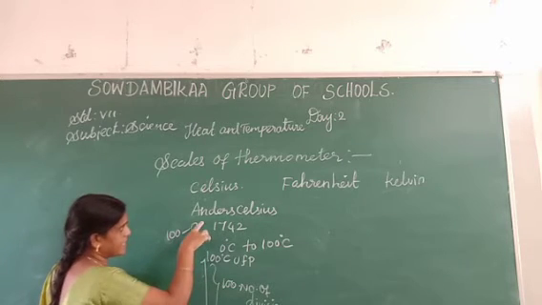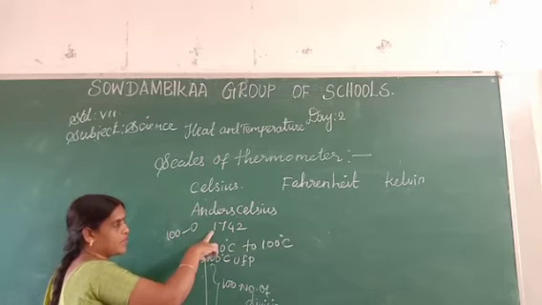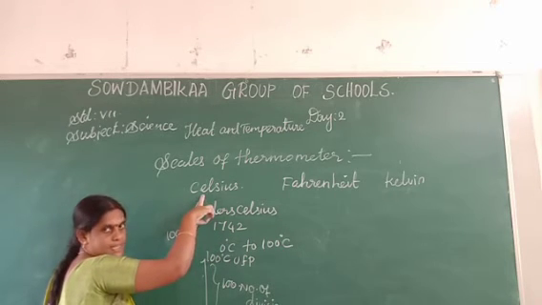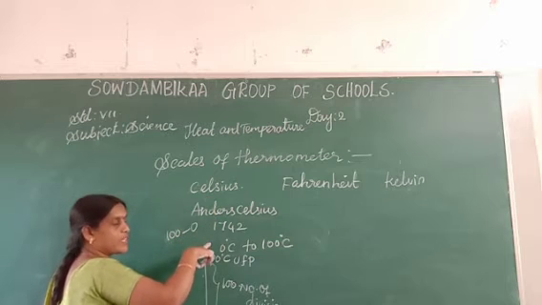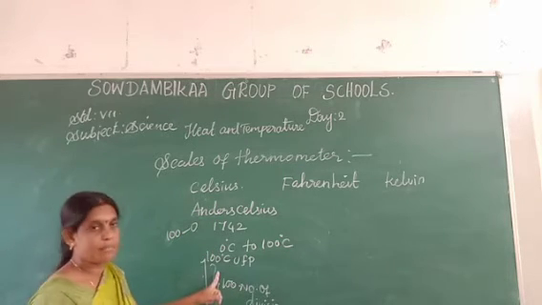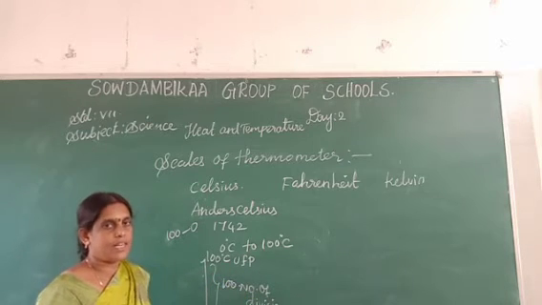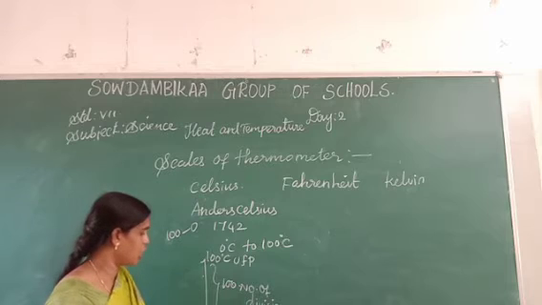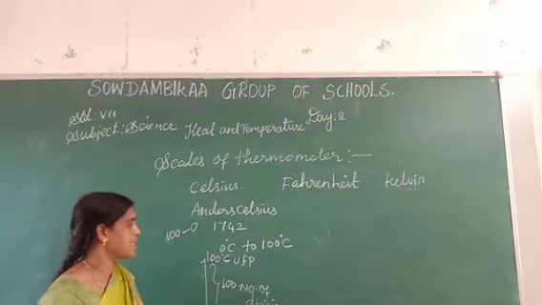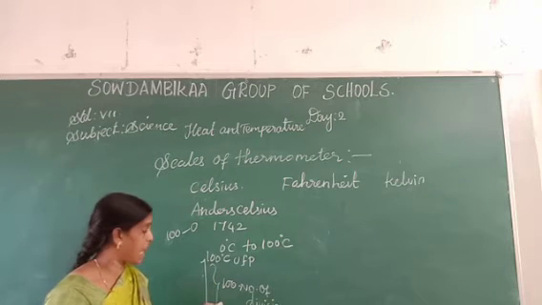So the Celsius scale was discovered by the Swedish astronomer Andreas Celsius in 1742. Before that we used centigrade in Greek. Centigrade means 100, grade means steps. After that, later they used Celsius. The lower fixed point is 0 degrees Celsius and the upper fixed point is 100 degrees Celsius. In Celsius, the number of divisions is 100.